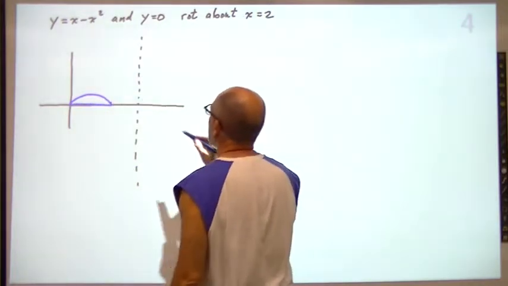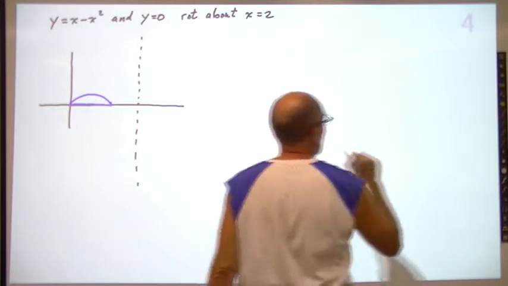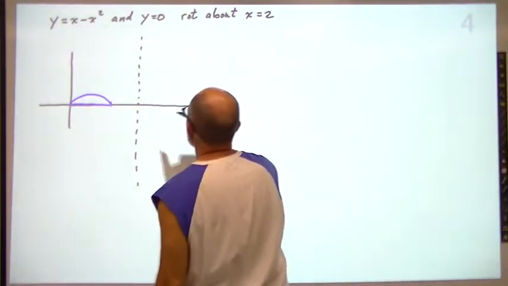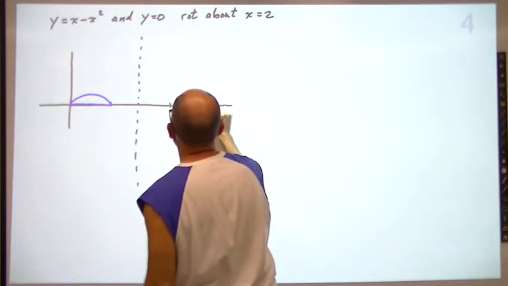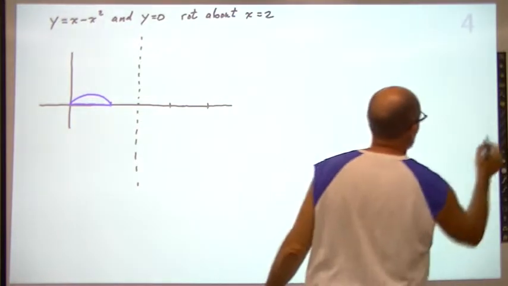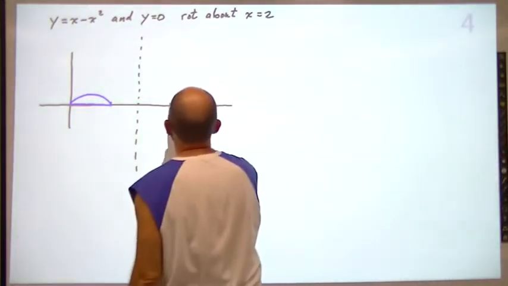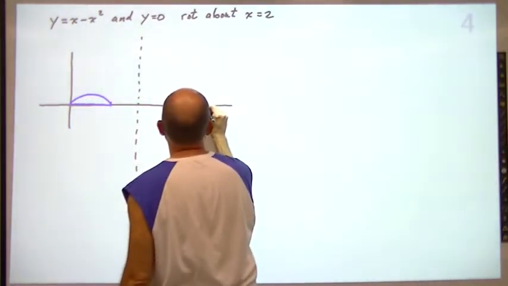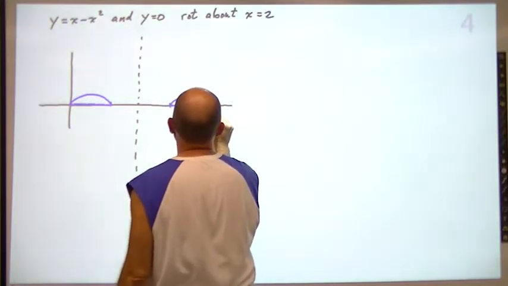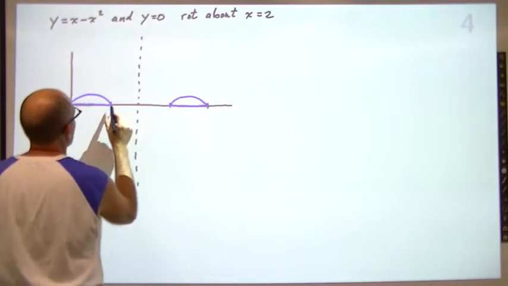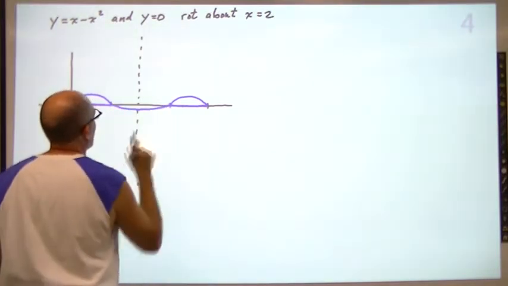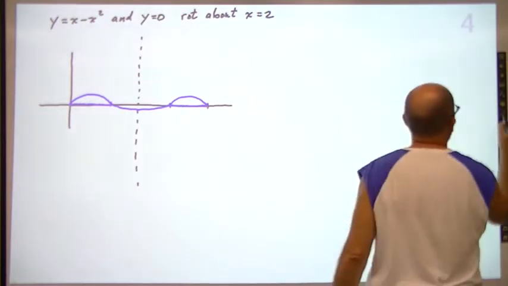Now, rotating that about x equals 2 means we're going to have our reflection over here. Going to go like this. And then our rotation out. Do it in red.